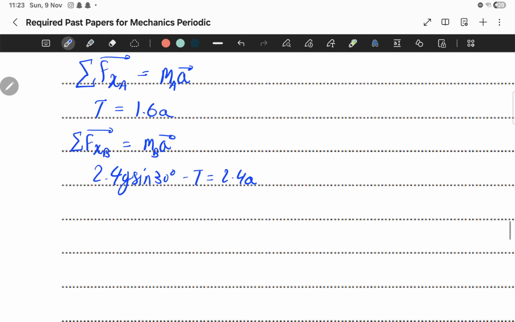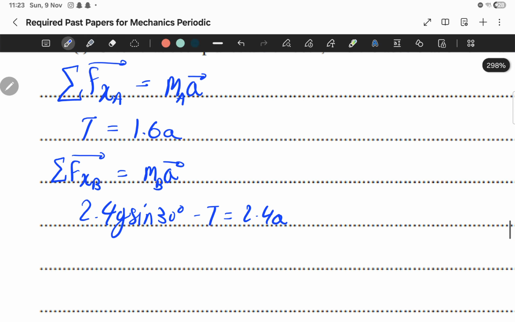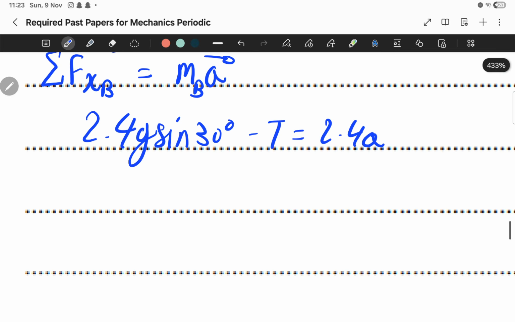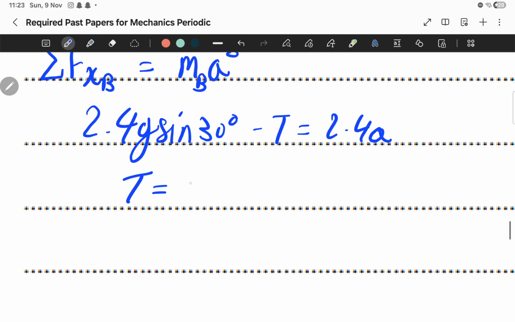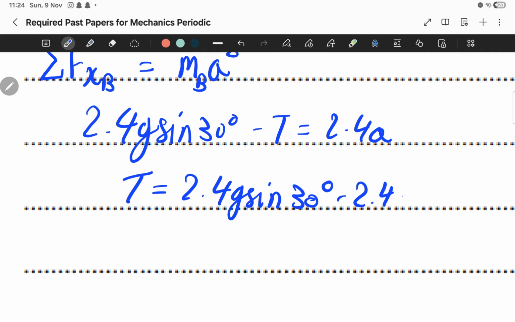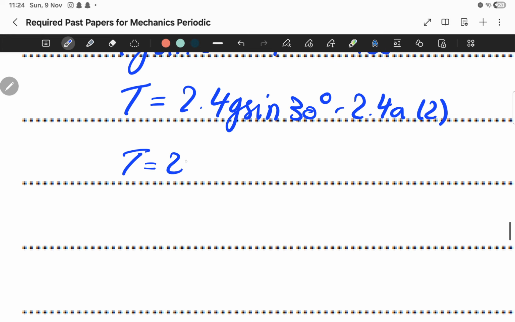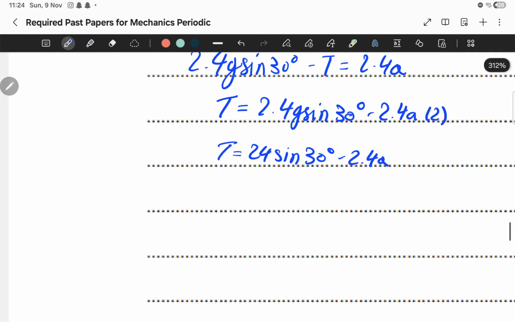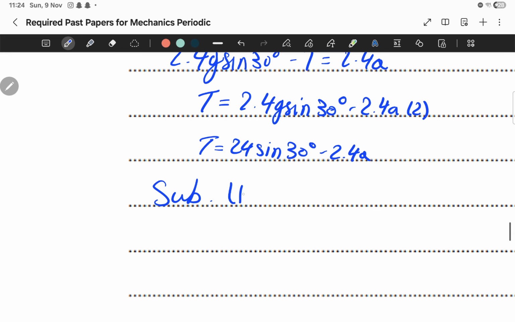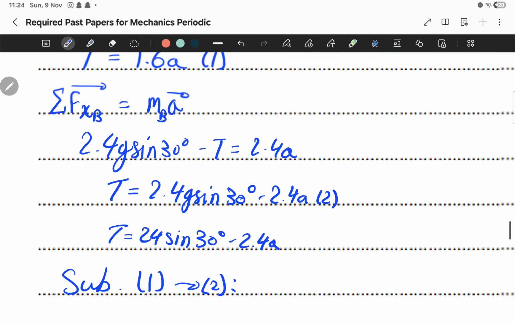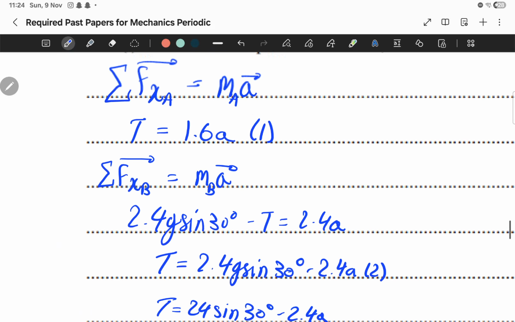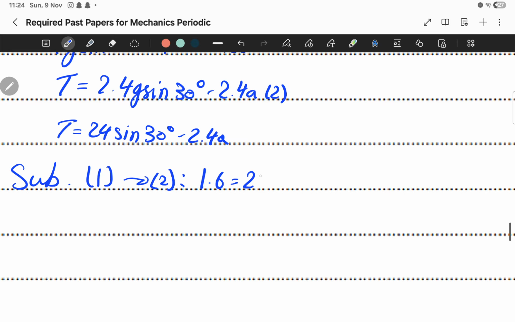Okay, now I can rearrange the equations. So this is equation 1. Okay, now tension for equation 2 is going to be 2.4g sine 30 minus 2.4a. This is equation 2. But for purposes of simplification, I'm going to write 24 sine 30 degrees minus 2.4a. Okay, now I can substitute this. So sub 1 into 2. So 1.6a is equal to 24 sine 30 degrees minus 2.4a.